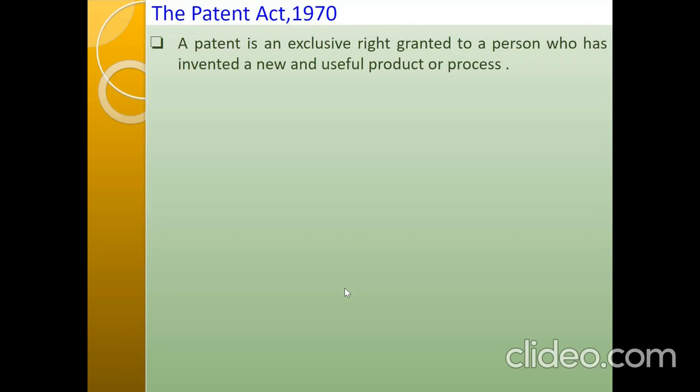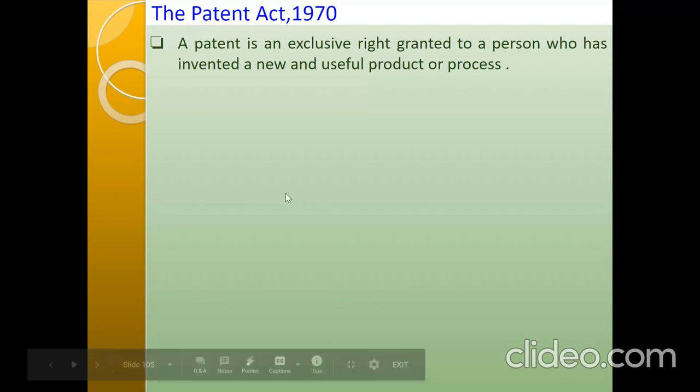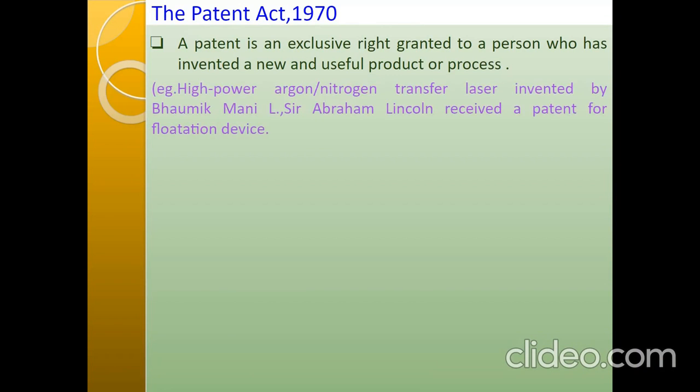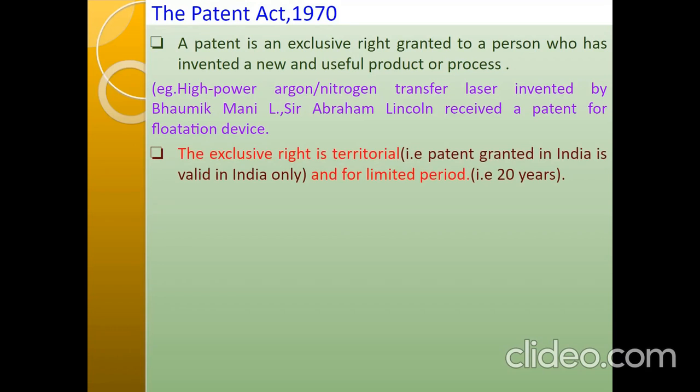According to Patent Act 1970, a patent is an exclusive right granted to a person who has invented a new and useful product or process. For example, high power argon or nitrogen transfer laser invented by Bhaumik Mani. Or also Abraham Lincoln received a patent for a flotation device. The exclusive right is territorial. That means a patent granted in India is valid in India only, and for a limited period, that is about 20 years.